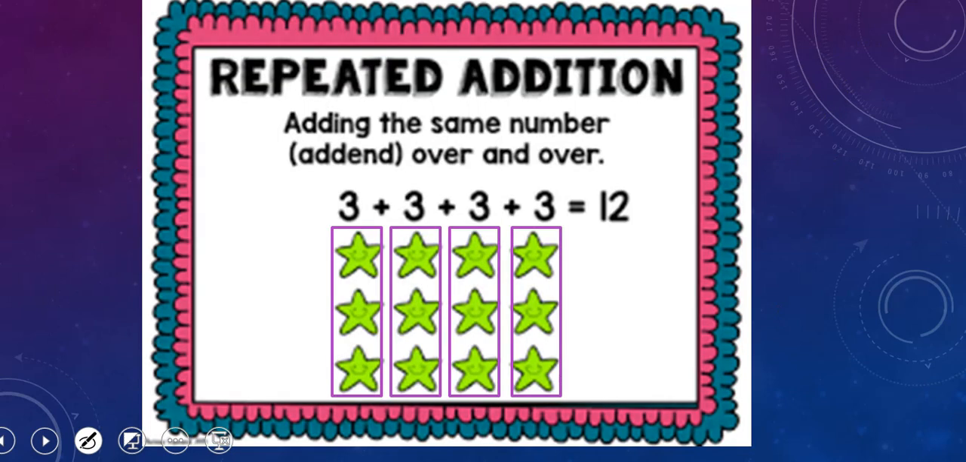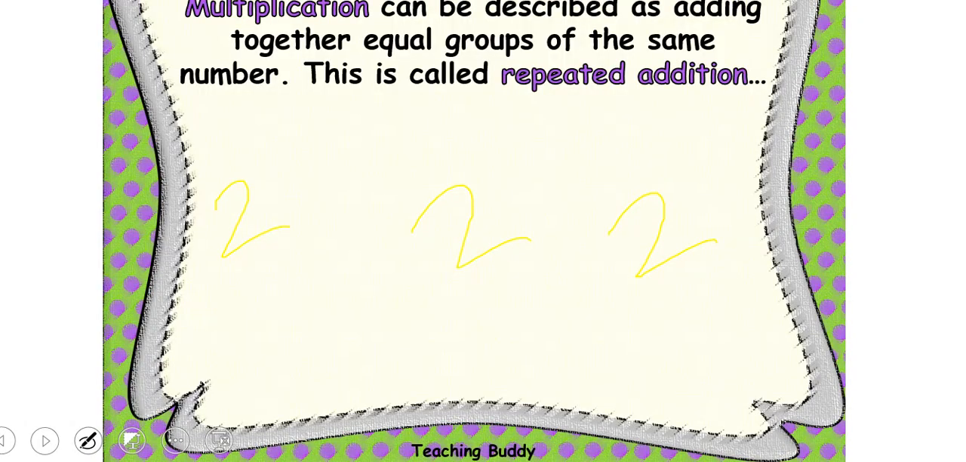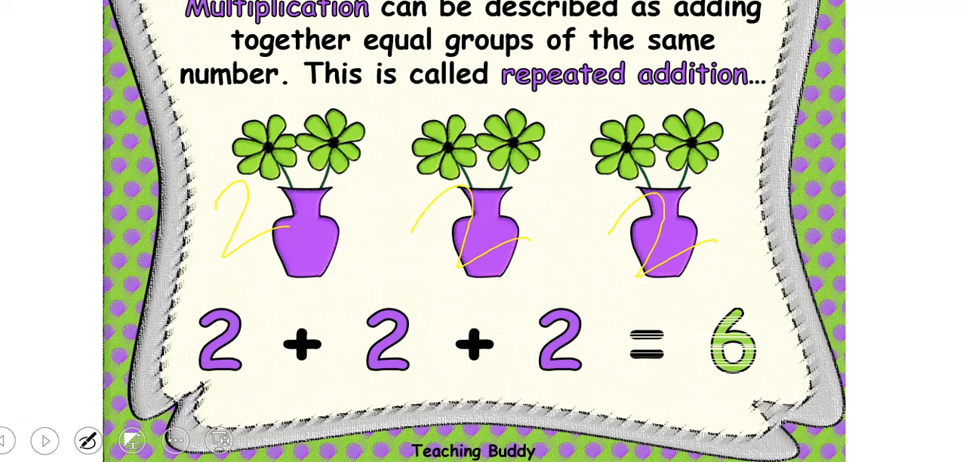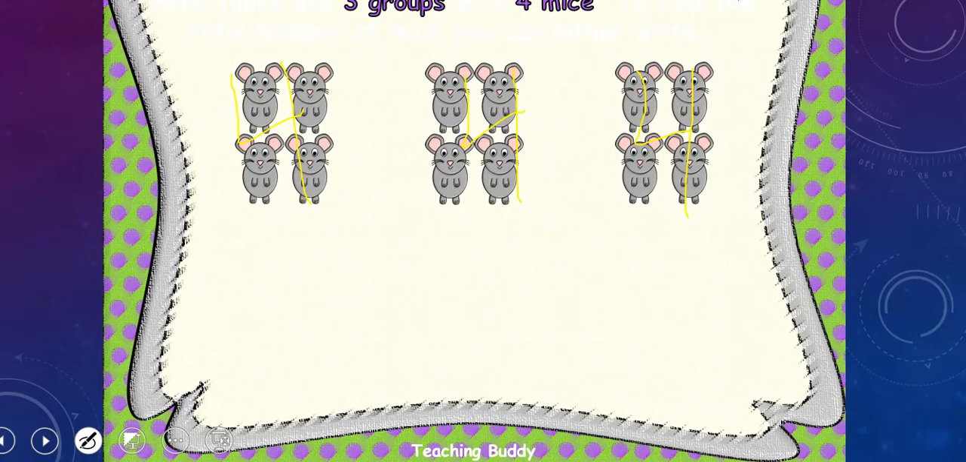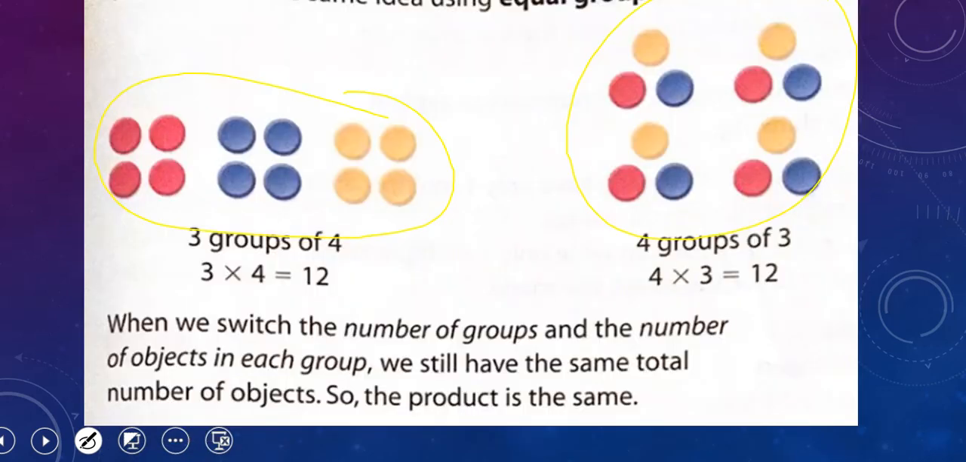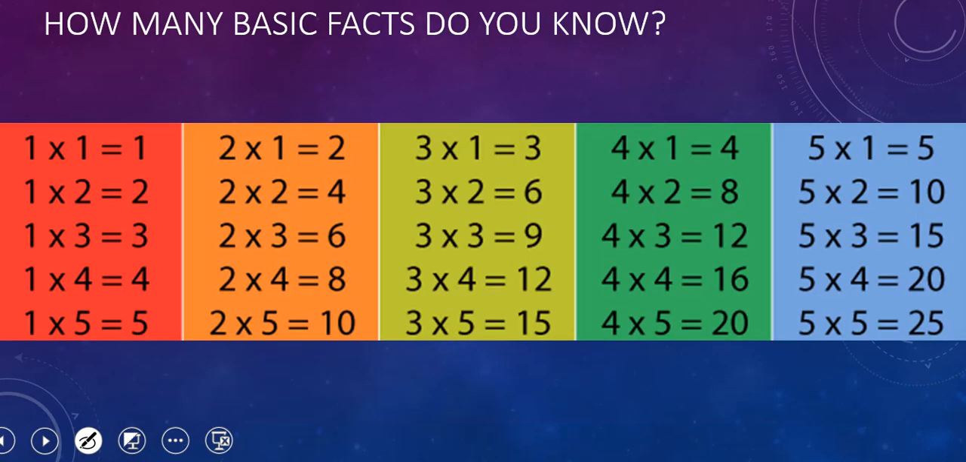Okay, and repeated addition is just when we add the number over and over, and that we can have 2 plus 2 plus 2 equals 6, or when we have the multiplication sentence, remember that this is a multiplication sentence. So 4 times 3 equals 12. You might not need to have the answer, but you should know that 4 times 3, that is the multiplication sentence, okay? And there you go. That's all you need to know.